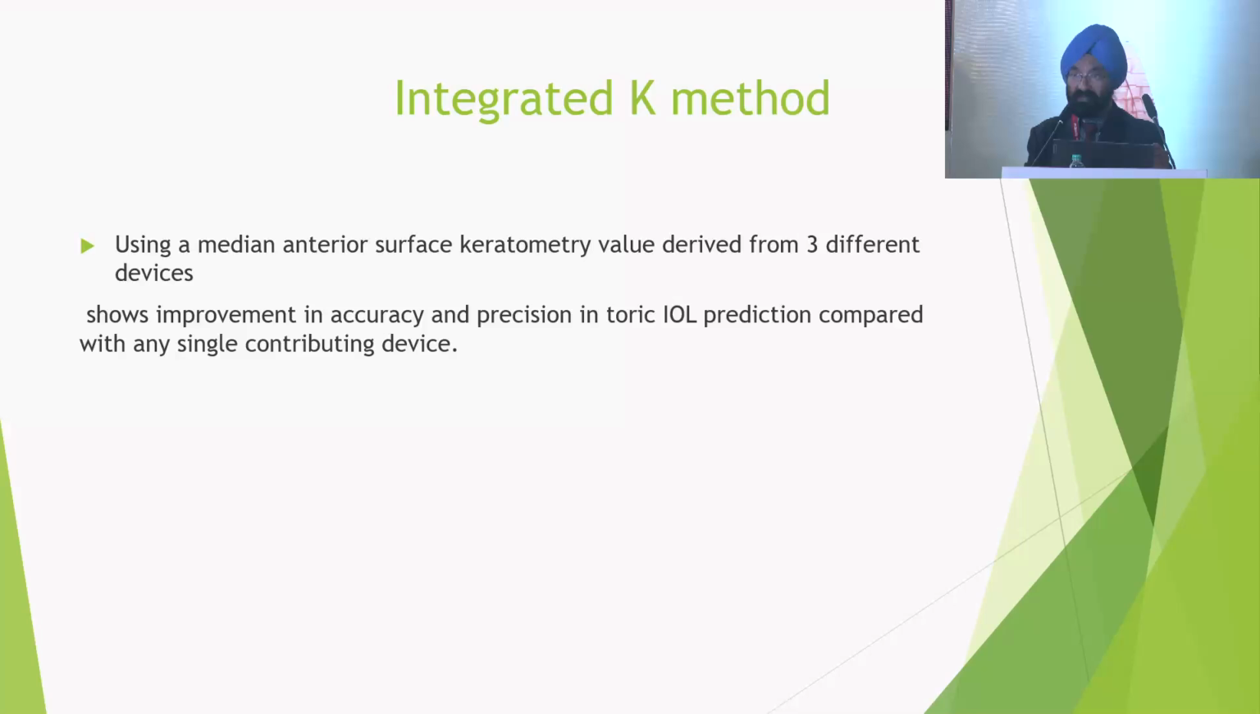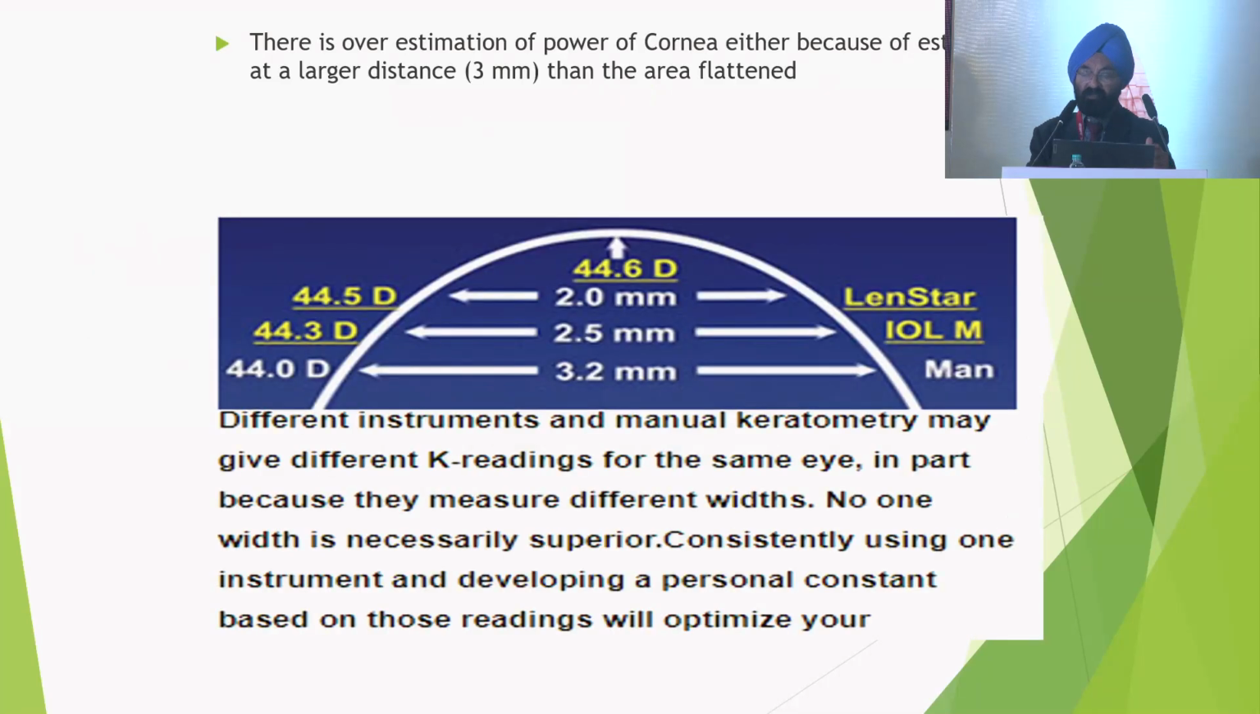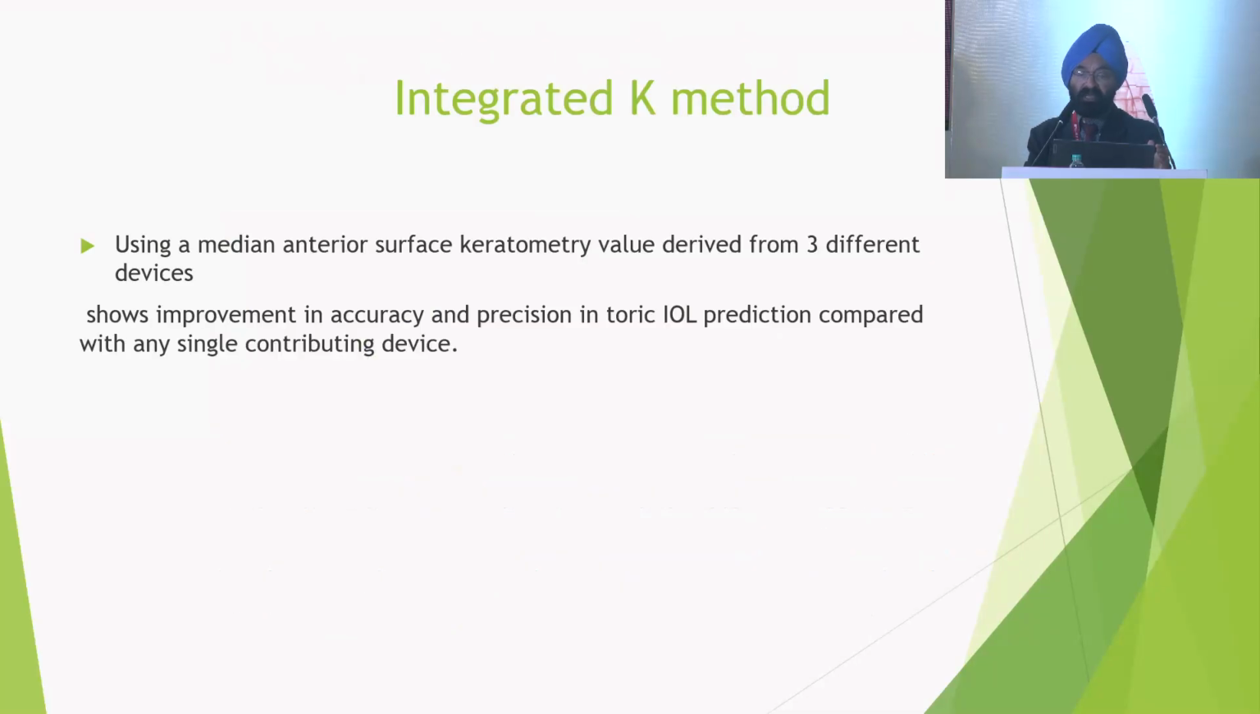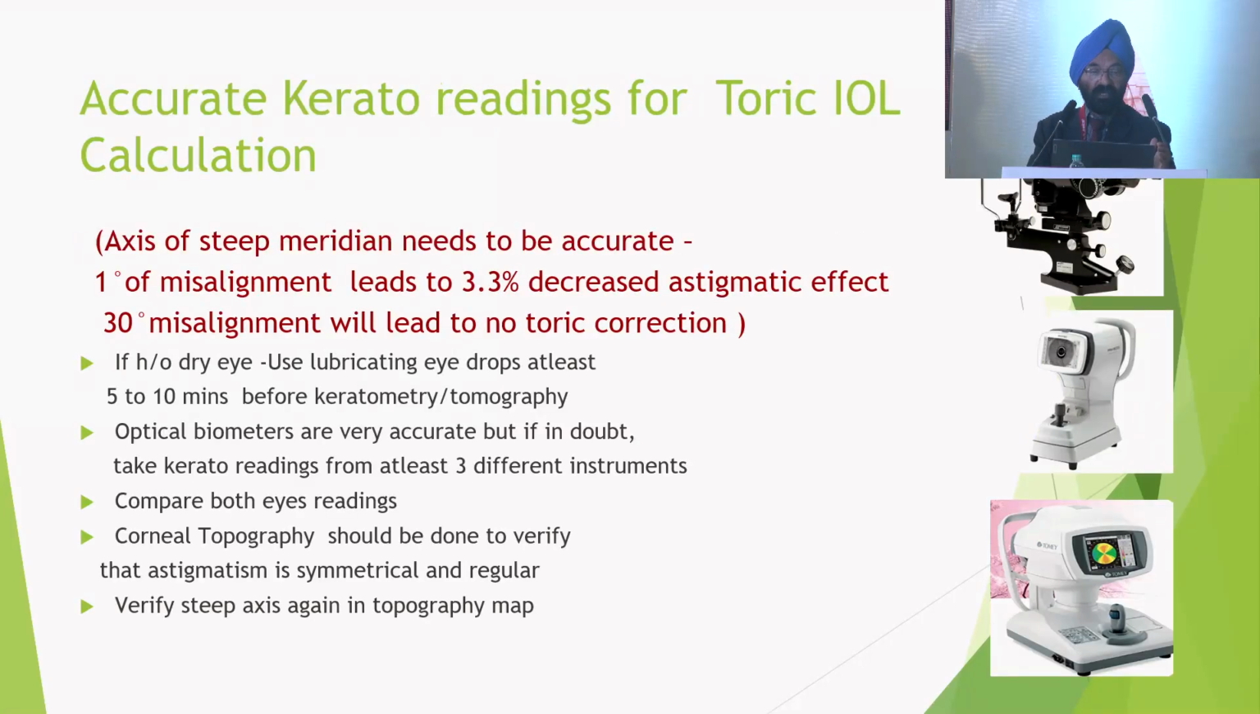Why do we get different readings with different keratometers? Because the cornea has a prolate shape, and if you measure closer to the center of the cornea, you're going to get higher readings, and if you are further away from the center, you will have slightly lesser readings. So integrated keratometry is important, where it has been shown and published that the median anterior surface keratometry value derived from 3 different devices leads to better accuracy.